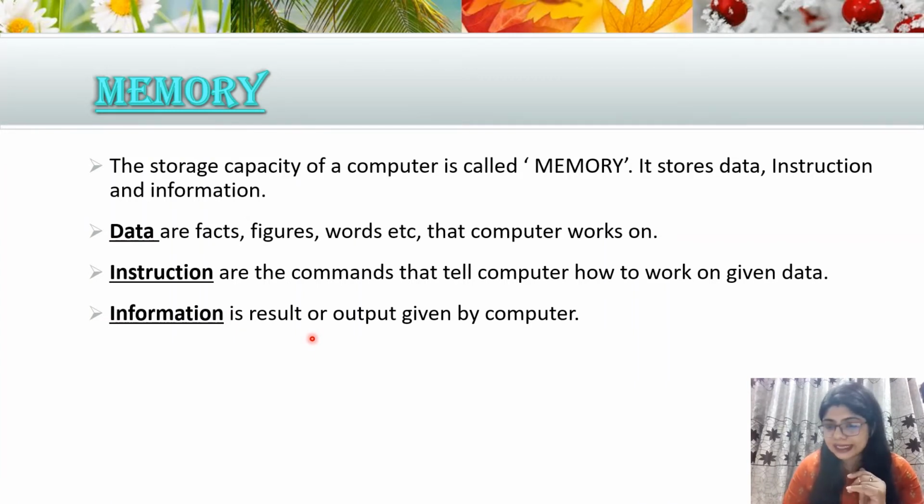A simple example I take: if I want to tell the computer, please do this calculation, 2 plus 4. Okay, so 2 and 4, these two are data I am giving to the computer, and the instruction is plus, that please add these two numbers, right? And what result I'll get, that is information, that is 6. Computer will tell me that the result is 6. So the information that reached me is 6.